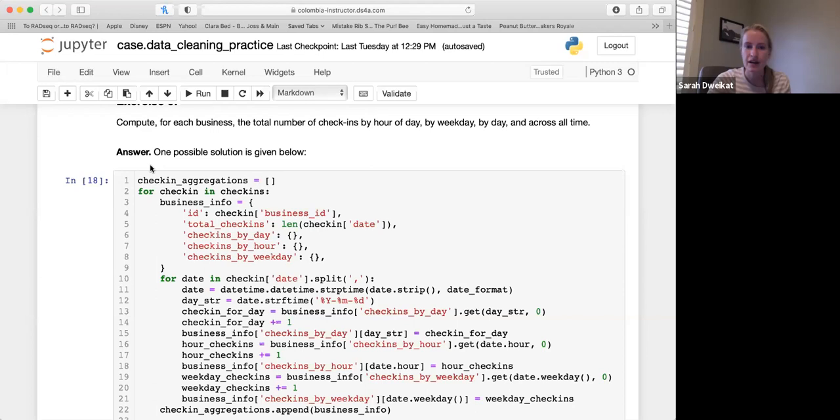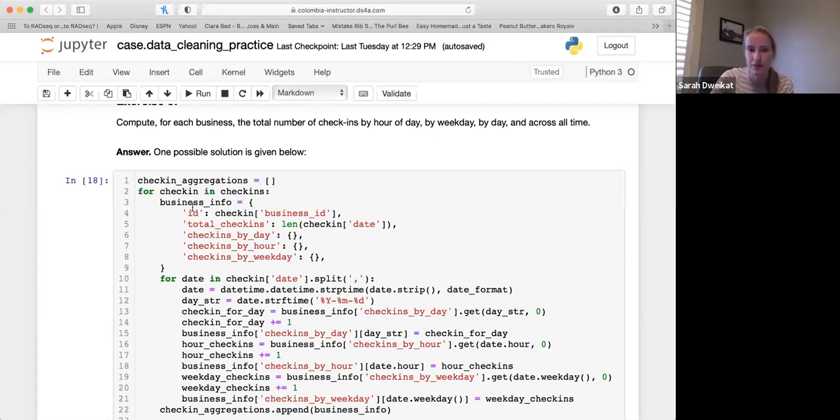And so we're going to make an empty list up here for the check-in aggregations. And then we're going to have a for loop. So for check-in in check-ins, which is that list, we're creating a dictionary here called business info. So we have the ID, which is the business ID from check-in. We have total check-ins, which is the length of the date column in check-in from that list. So we basically had two things in our check-ins JSON file. We had the business ID and the date.